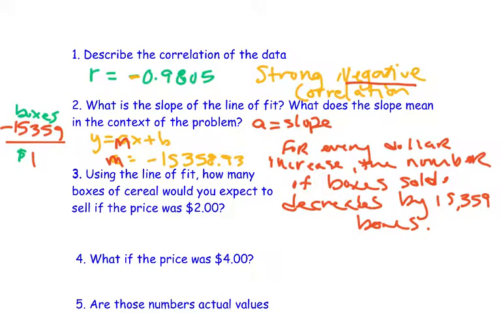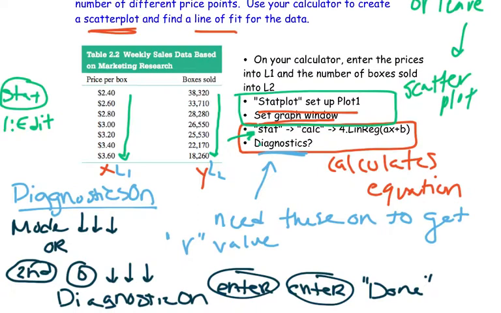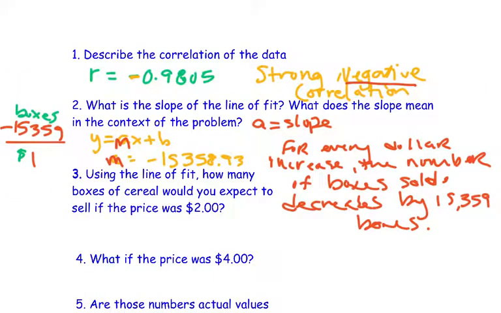All right. Then it says, using the line of best fit, how many boxes of cereal would you expect to sell if the price was $2? So we don't have a $2 in our table, so we can't necessarily use that, but I would expect, based on what I can see, that it's going to be more than 38,000 because it's going to be a decrease of that price. So how do we figure that out?